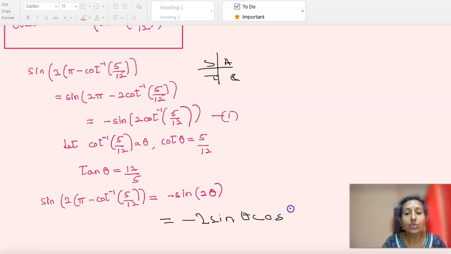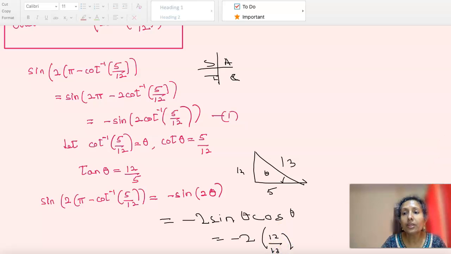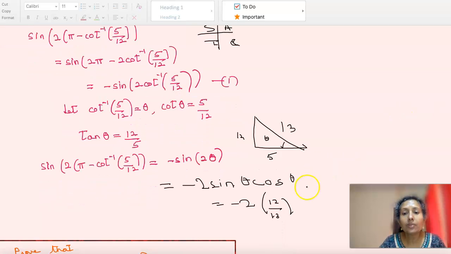Now you must excuse my handwriting because I'm writing with the mouse. And we have a right angle triangle here. So this is theta here. Tan theta will be opposite side by adjacent side. So the hypotenuse will be 13. And sine theta is 12 by 13, and cos theta becomes 5 by 13.